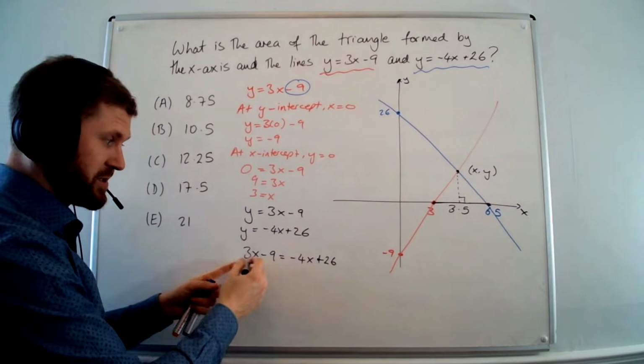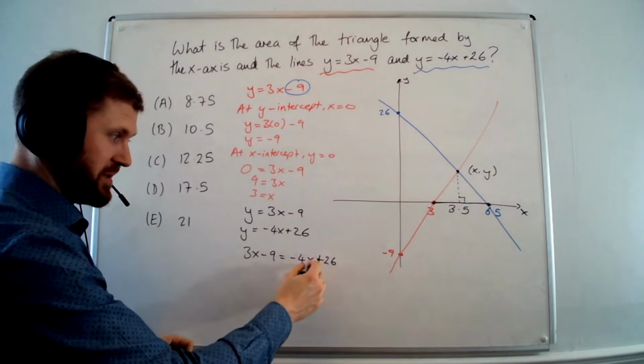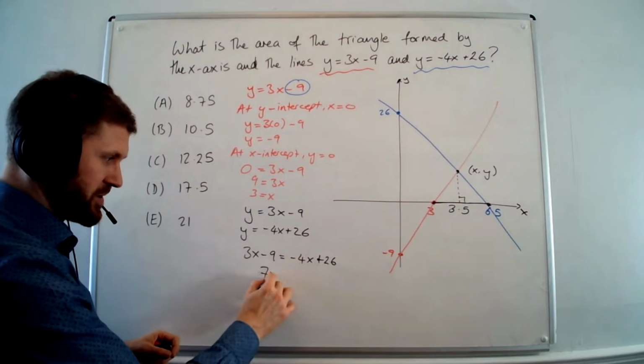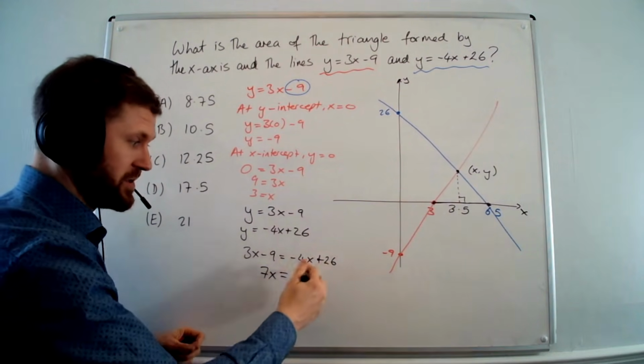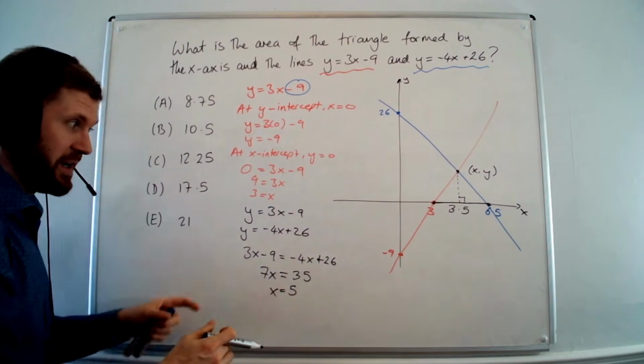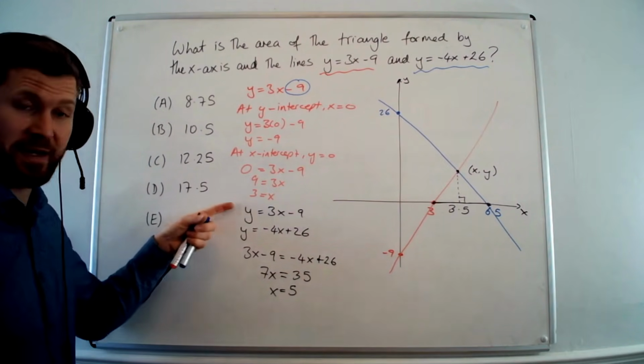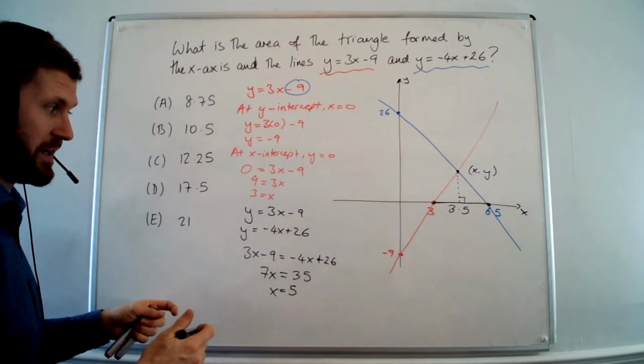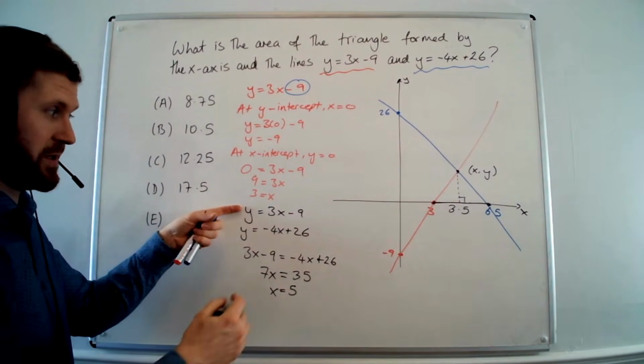So rearranging this, 3x minus 9 is negative 4x plus 26. Take all the x's over to one side, 7x, take the numbers to the other, equals 35. And that gives me x equals 5. I can then take this and put it back into either of the equations. That'll find me the y-coordinate. I'll use this first one.